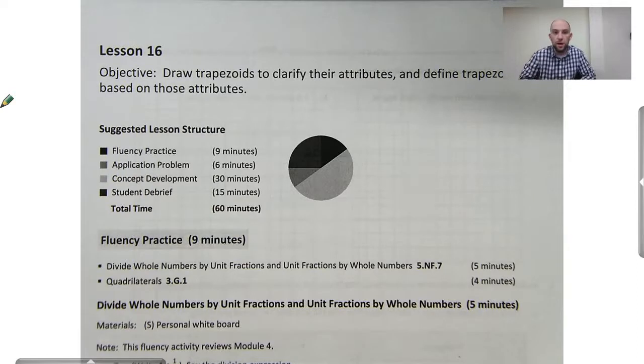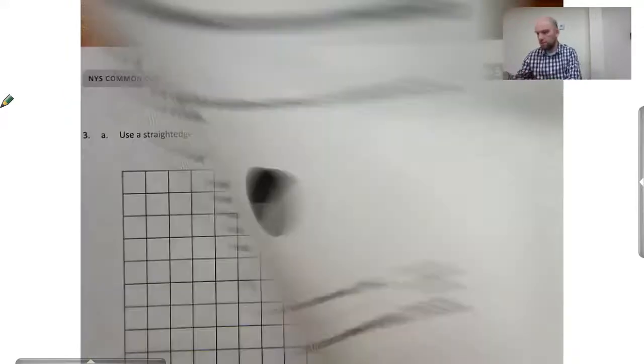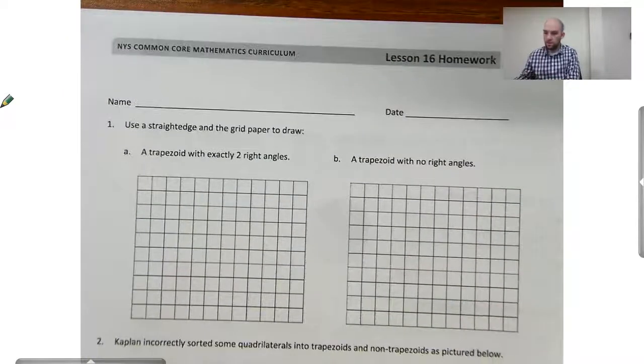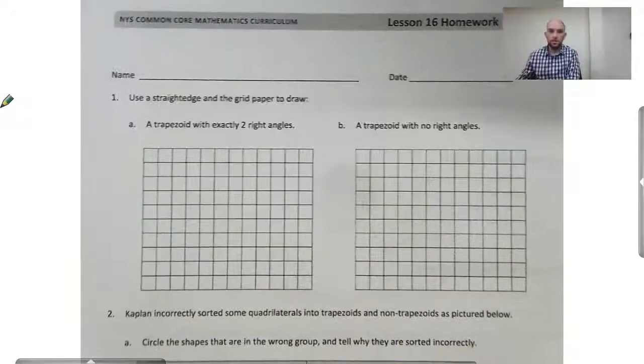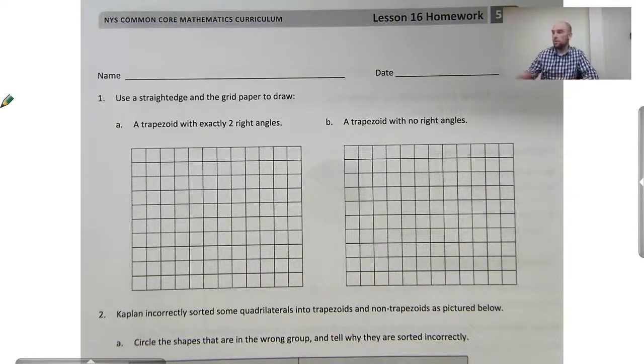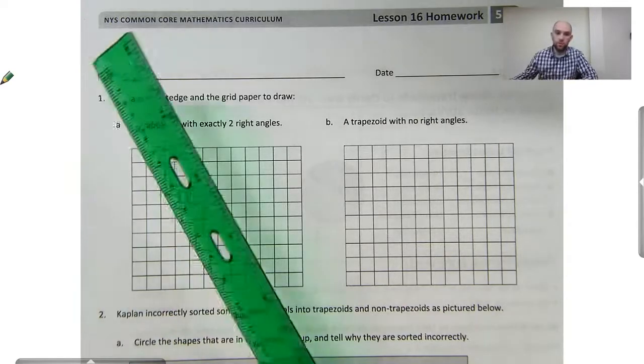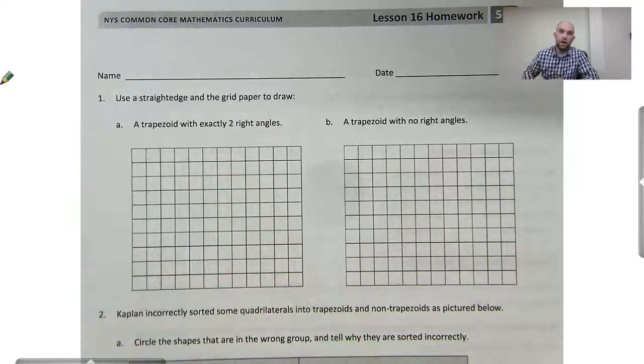We're going to be drawing trapezoids to clarify their attributes and define trapezoids based on those attributes. So we're working with trapezoids a little bit today. So let's take a look at our first page here. It says, use a straight edge and the grid paper to draw. So I'm going to be using my green ruler here as a straight edge. And this one says it wants me to draw a trapezoid with exactly 2 right angles.